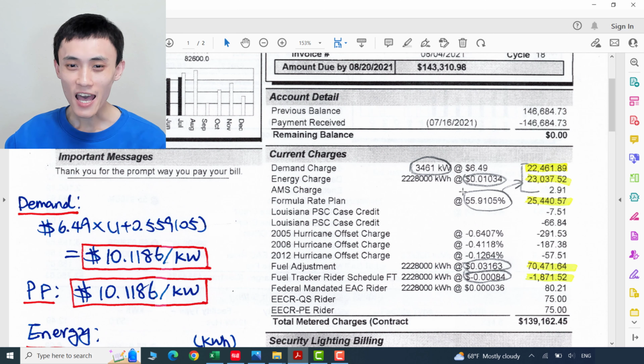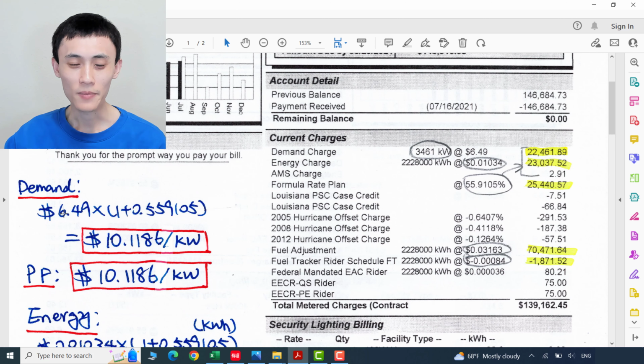In this case, each kilowatt is $6.49. Besides that, we also have an additional 55.9%. If we do the math, it's the total of those two numbers times 0.5591. So the demand charge besides this number, we also need to consider this number here. The similar thing for energy charge, which is measured by how many kilowatt hours you use in a month. Here is a portion of energy charge, and we also need to consider this additional 56%. Besides these two, we also have a fuel charge and other types of charges, so you also need to consider these two here.